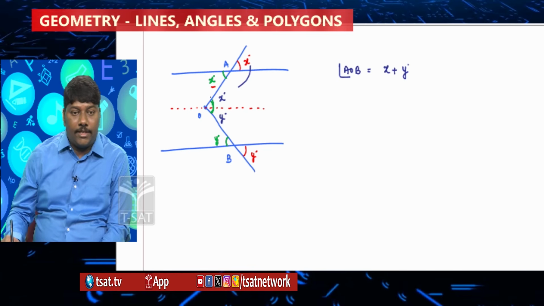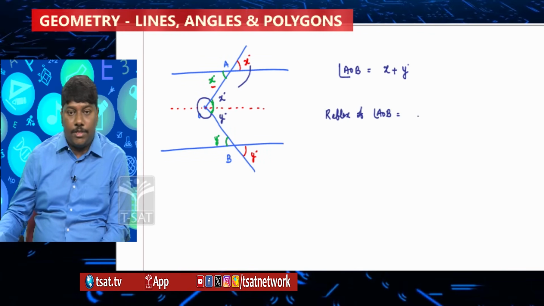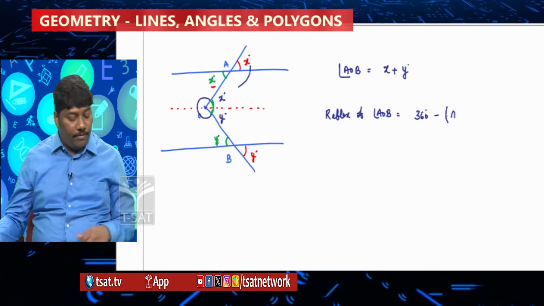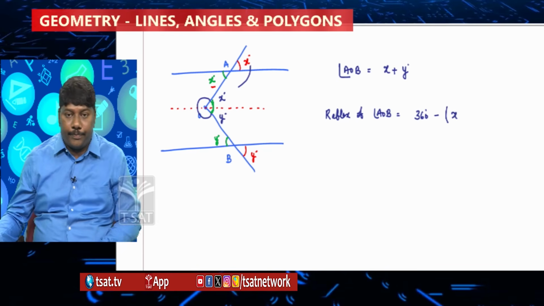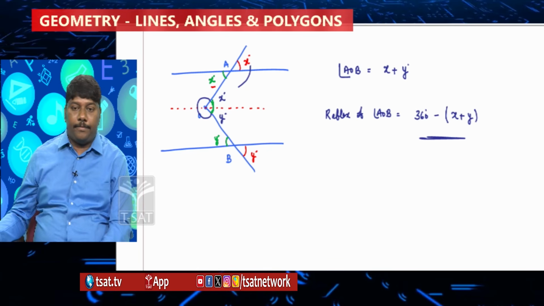If you look at the reflex of AOB, which is equal to 360 minus AOB, which is nothing but X plus Y. So this is how we find it.